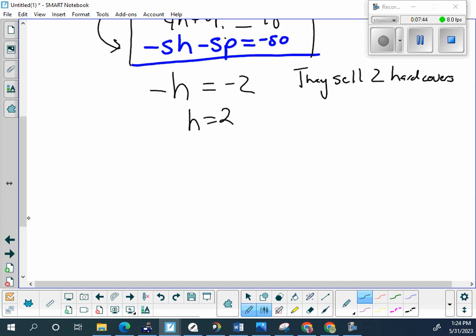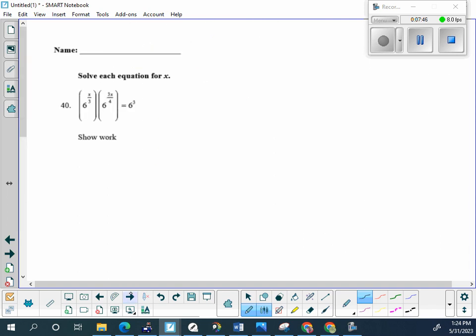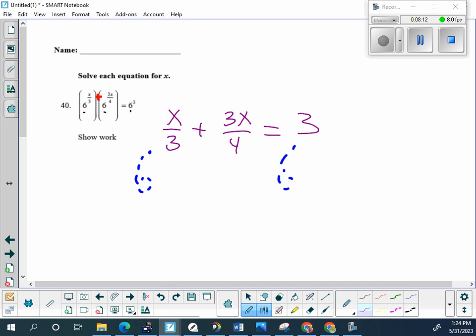Question number 40. Again, we've seen these questions. They're all to powers. We said when you have the same base and you're multiplying, you add the powers. So you're just going to rewrite this question as x over 3 plus 3x over 4 equals 3, so we're eliminating the 6's, and just solving the purple up there.